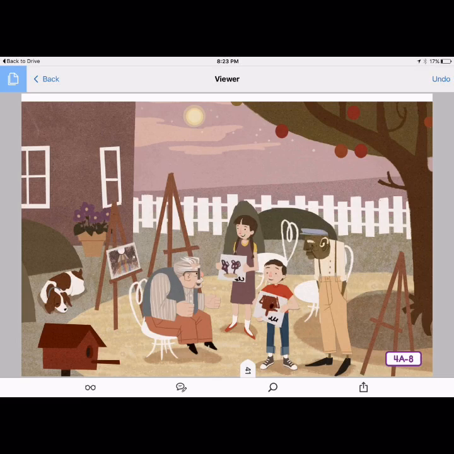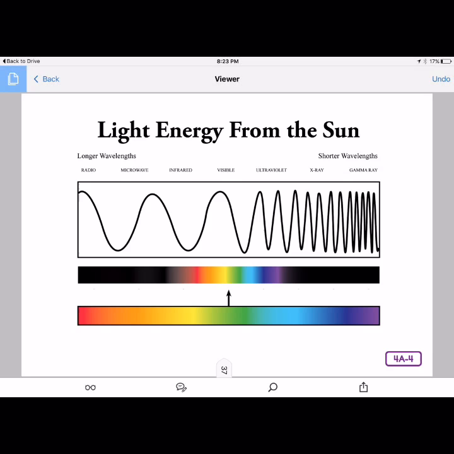Okay, let's take a couple minutes to talk about the story. Were your predictions right about how rainbows are created? Why or why not? Whisper your answer to your neighbor. Here's another question. What is visible light? If you said visible light is light that we can see, you're right.